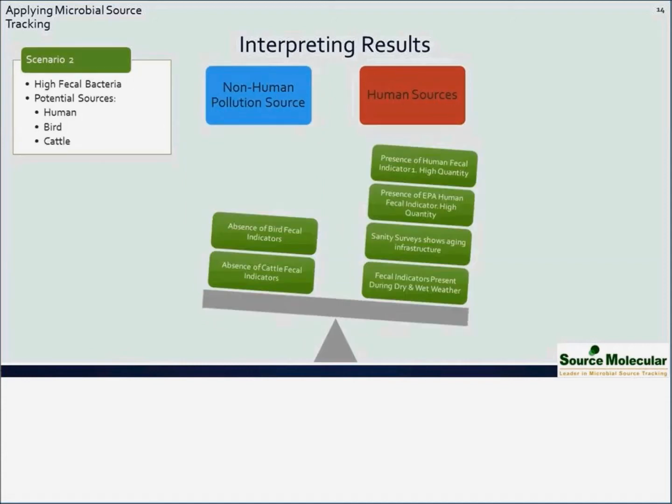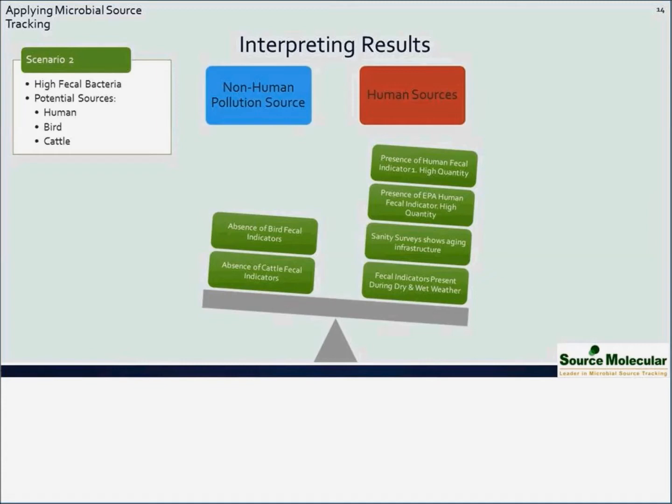So let's see scenario 2. Scenario 2 is another site, a different location, maybe inland, with high levels of fecal bacteria, potential sources human, bird, and cattle. On the left column, you have the absence of any bird fecal indicators. You have the absence of cattle fecal indicators. On the right, however, you have the presence of human fecal indicator 1. So you can use different, unique fecal indicators. And fecal indicator 1 was present in the vast majority of the samples. The concentrations, the quantification values, were very high.